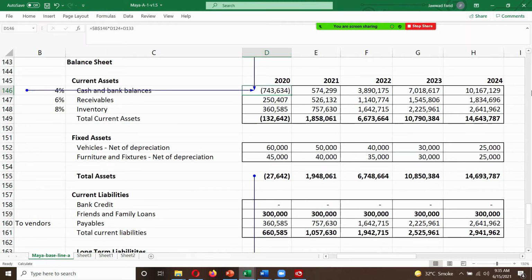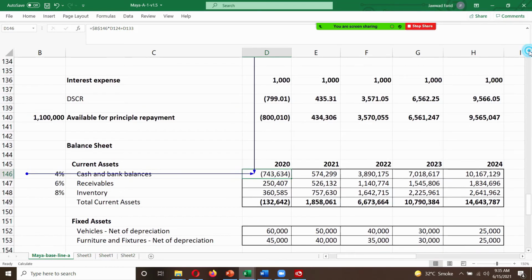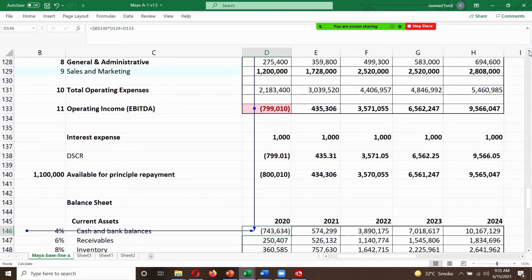You've got a 743,000 component. Why? Because you've said my cash and bank balance is going to be a function of sales. It's 4%. So sorry, a function of my profitability, my operating income. It's 4% of operating income, and that model, that assessment, is incorrect. So we have to fix that. Once we fix that, then we'll figure out how that piece works.